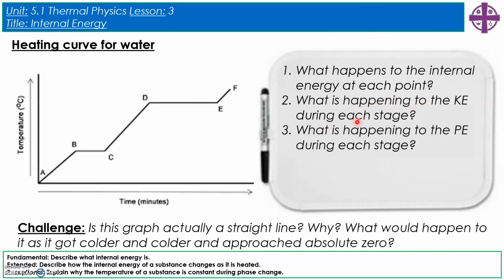So what is happening to kinetic energy during each stage? Kinetic energy increases between A to B. B to C, kinetic energy stays the same because temperature is the same. C to D, kinetic energy increases. D to E, kinetic energy stays the same. E to F, kinetic energy increases.